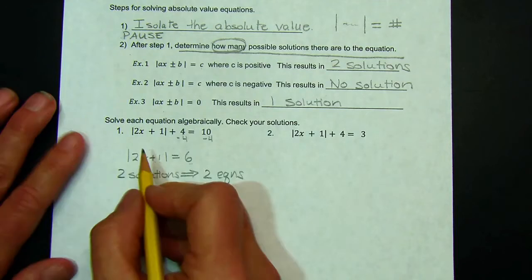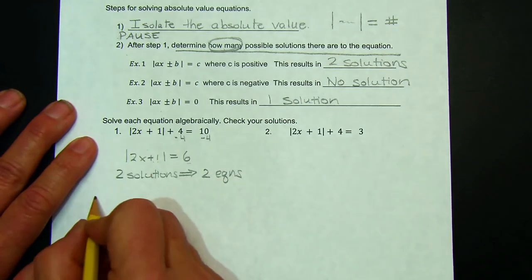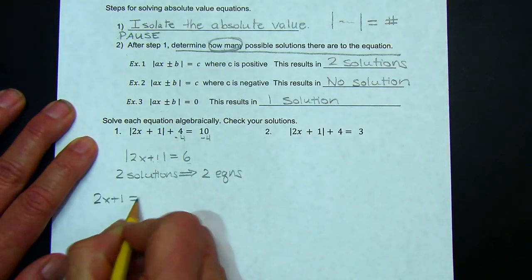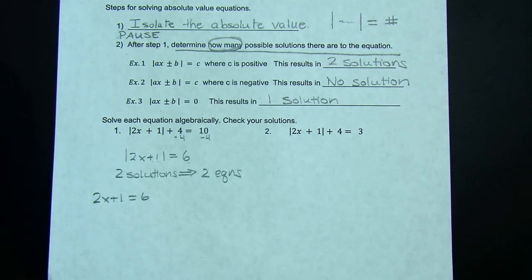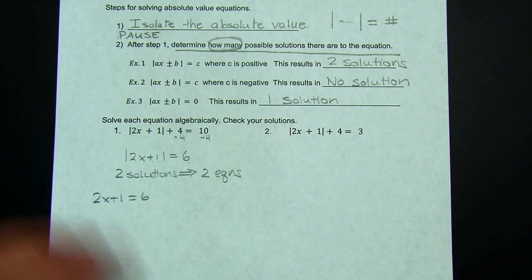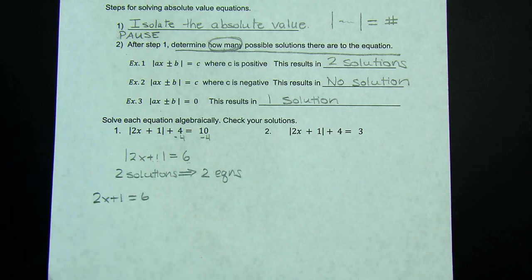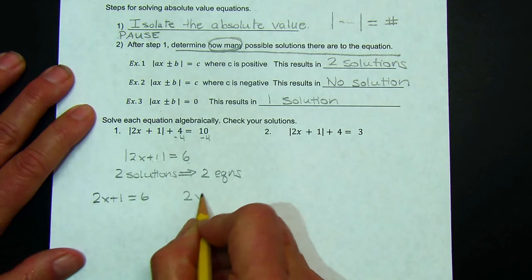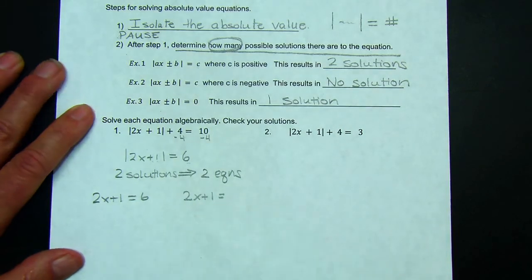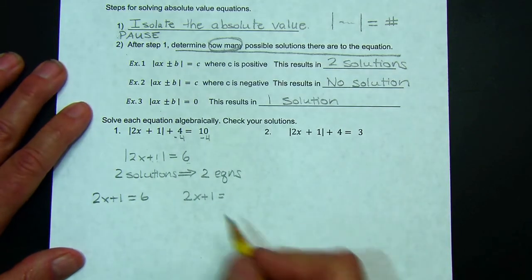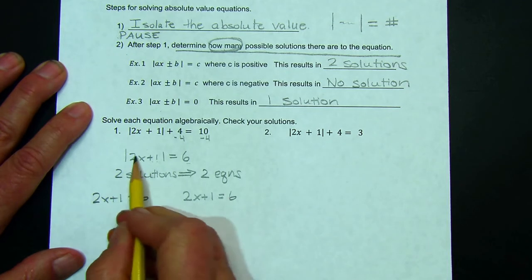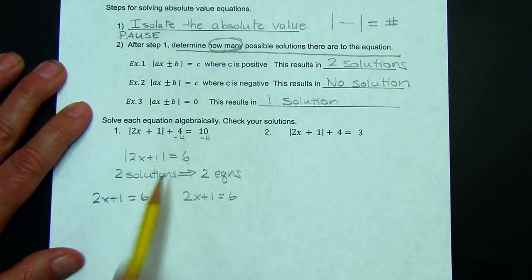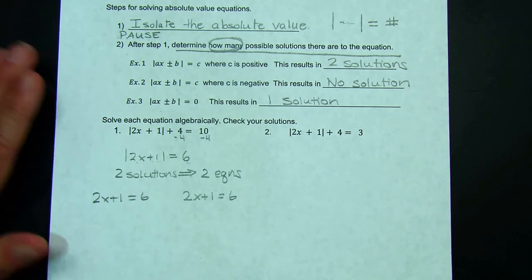So either what's inside of here was equal to 6, because if 2x plus 6 is equal to 6, then when I take the absolute value of it, I get 6. Or maybe 2x plus 1 was equal to negative 6, because if 2x plus 1 is the same thing as negative 6, the absolute value of negative 6 is 6.